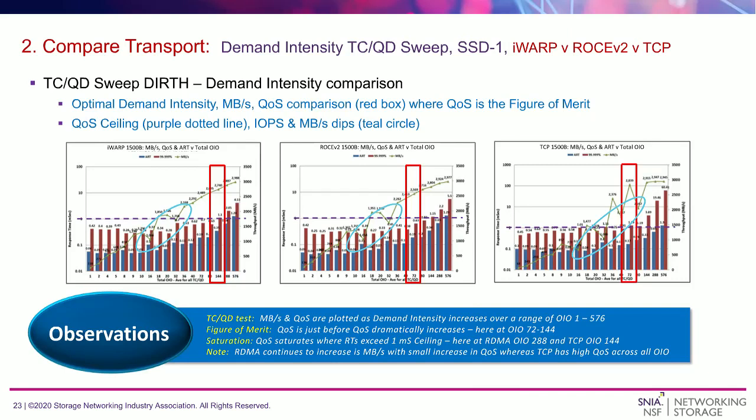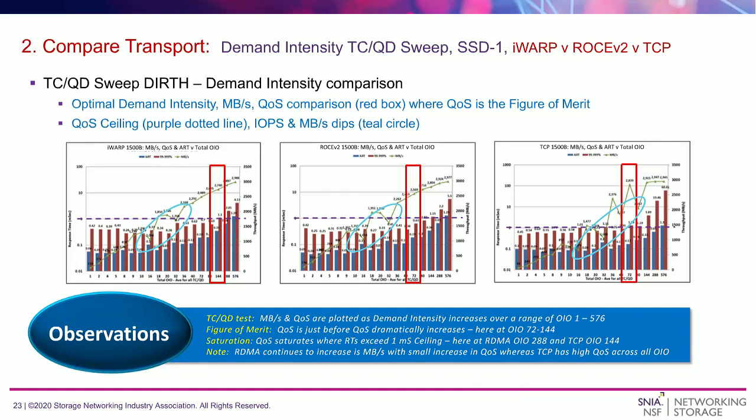The red bar is at 1.1 milliseconds at 144 outstanding I/O. So there you have 2,700 megabytes per second at a 1.1 millisecond response time. If we go up from 144 to 576, we increase from 2,700 to 2,900, so we gain 200 megabytes per second. But the cost in response time is going from 1 millisecond to 4 milliseconds. The application we're describing doesn't like anything over 1 millisecond, so we want to pick the value before the knee of the curve, before the quality of service response times start to rise dramatically.